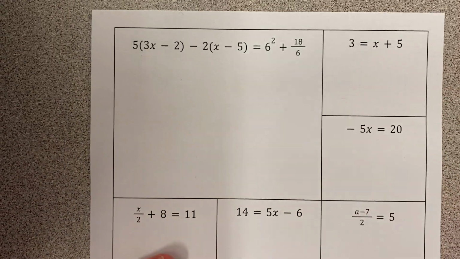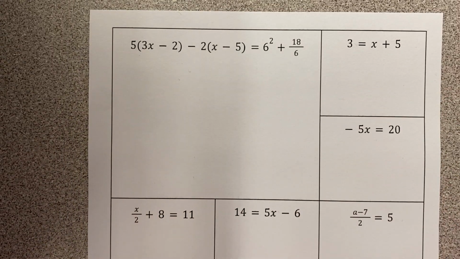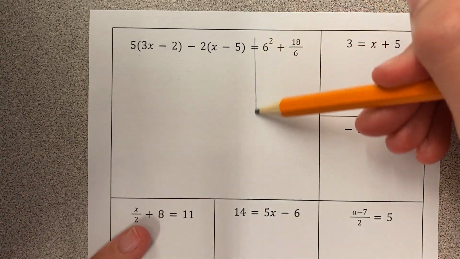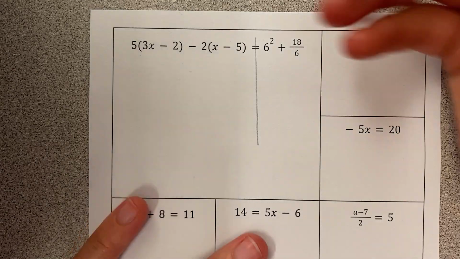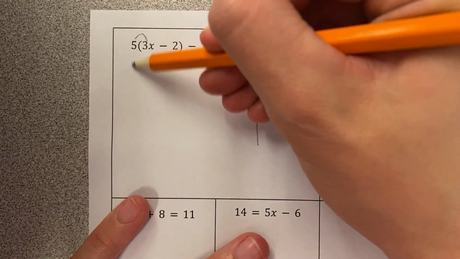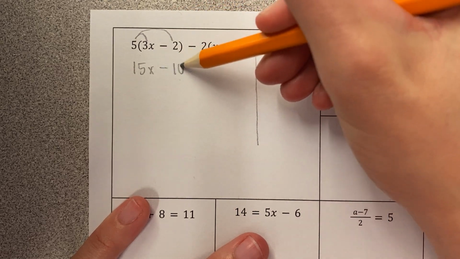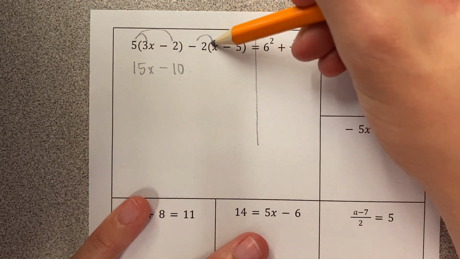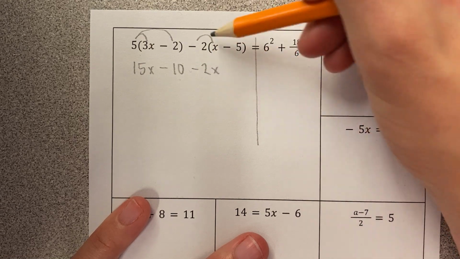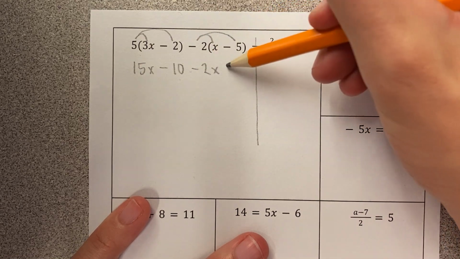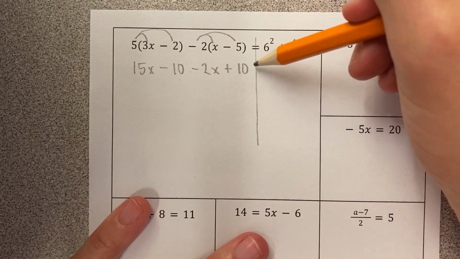Let's take a look. Okay, on the back, we're focusing on this long one first, because if you can do the long ones, you can do the short ones. 5 times 3x. That's 15x. 5 times negative 2, that's negative 10. Negative 2 times x, negative 2x. Negative times negative is positive. 2 times 5 is 10.